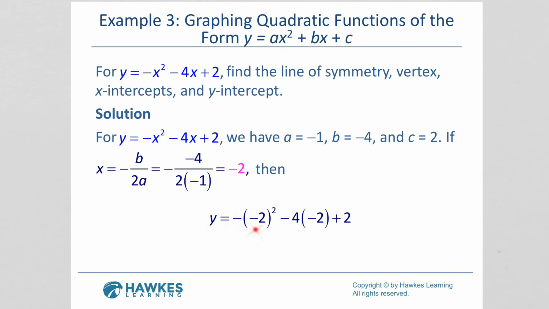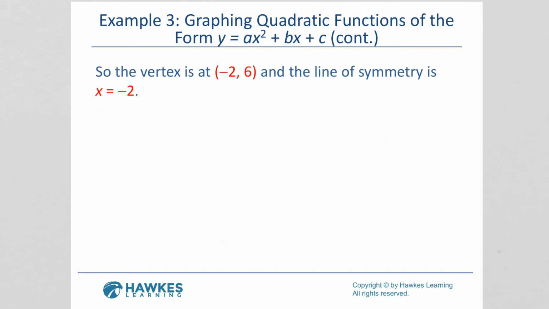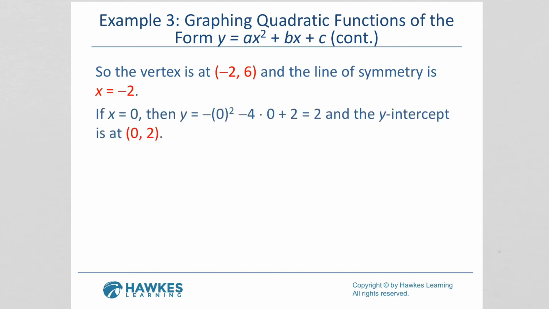So we have the opposite of negative 2 squared minus 4 times negative 2 plus 2. It's going to give me negative 4 plus 8 plus 2, which is 6. So the vertex is (-2, 6), and the line of symmetry is x equals negative 2.